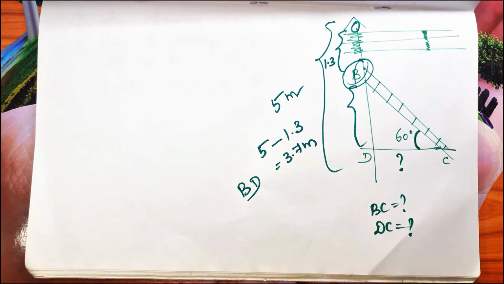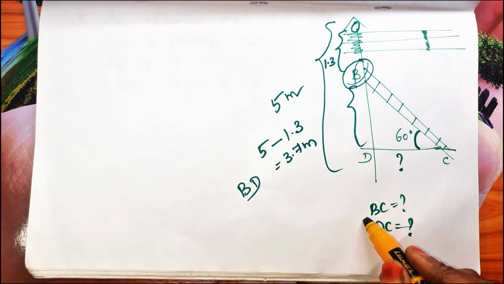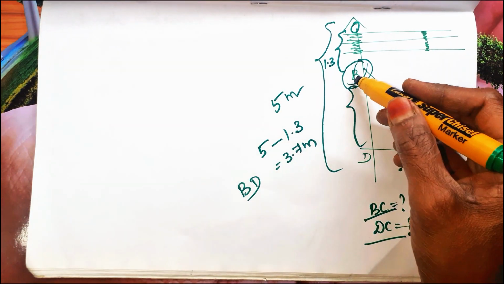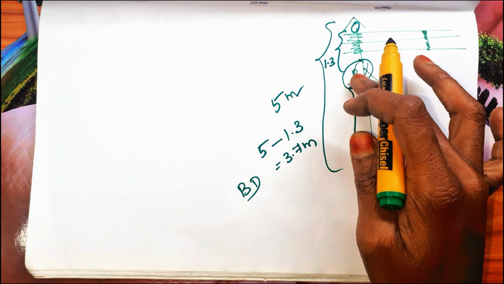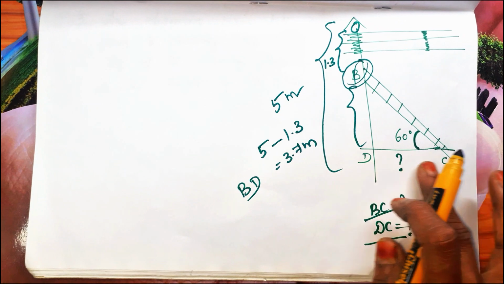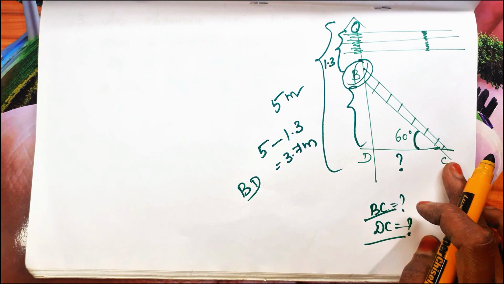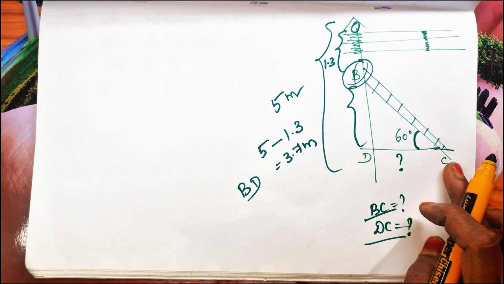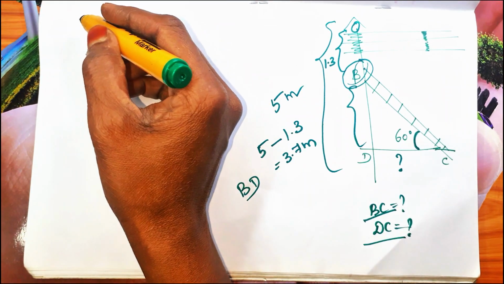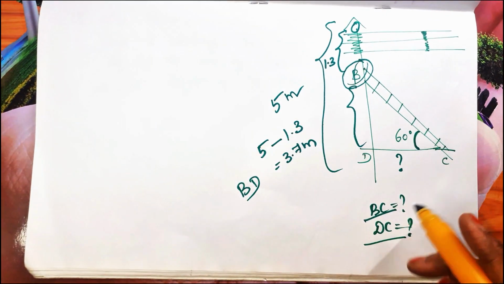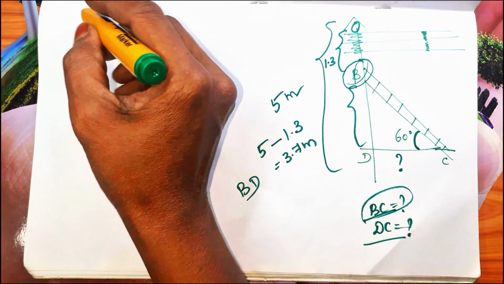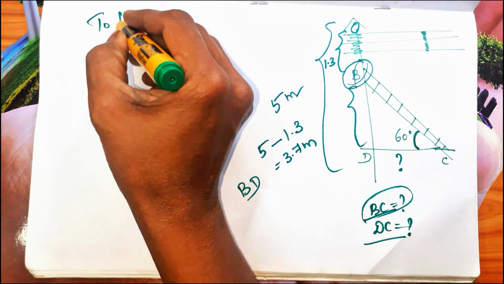So in this problem we are going to find two things. One is BC, the other one is DC. We know this angle and this opposite side. Opposite side is known. Hypotenuse we don't know, and this DC also we don't know. So first we are going to find BC. We will start from here.